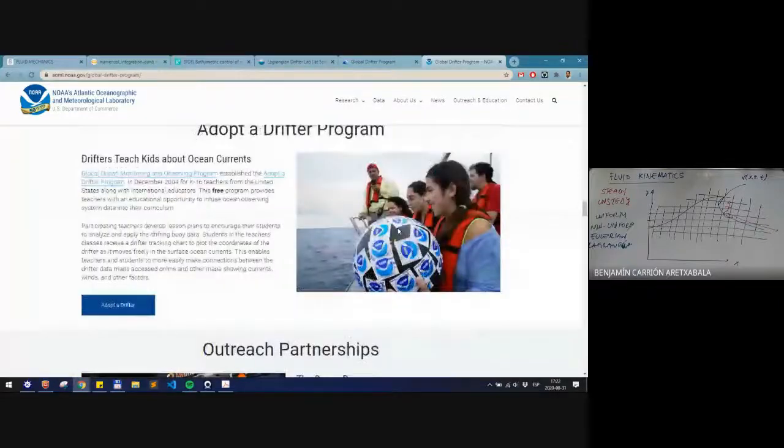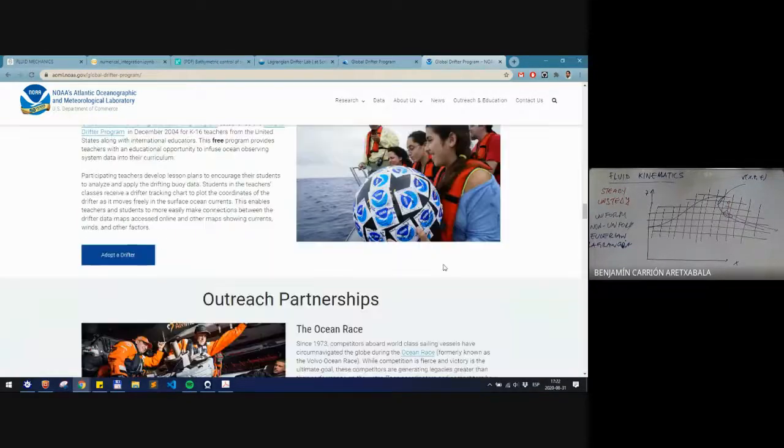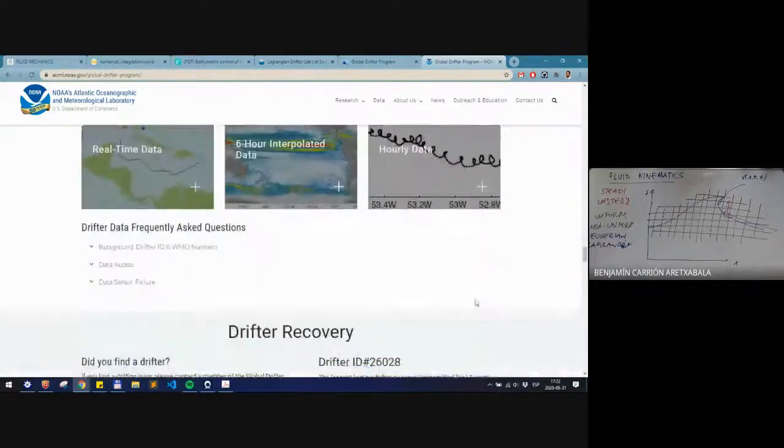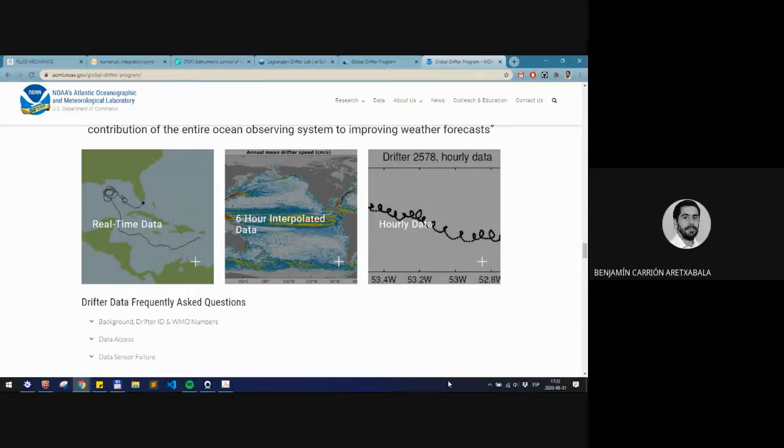Actually, you can pay for one. You can pay for one and be like a godfather, you can adopt one, because this science is quite expensive. But the cool thing is that you can interpolate, for instance, velocities or wind velocity or flow velocities, or they also measure different kinds of stuff like temperature of water or whatever.